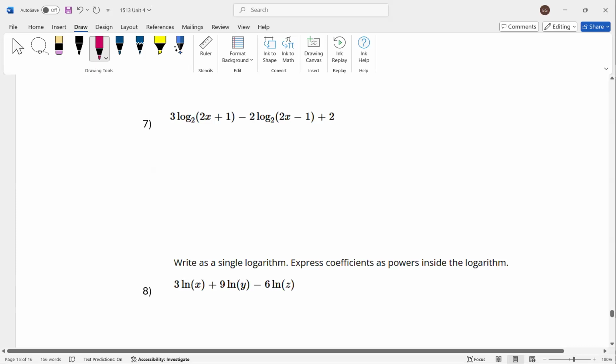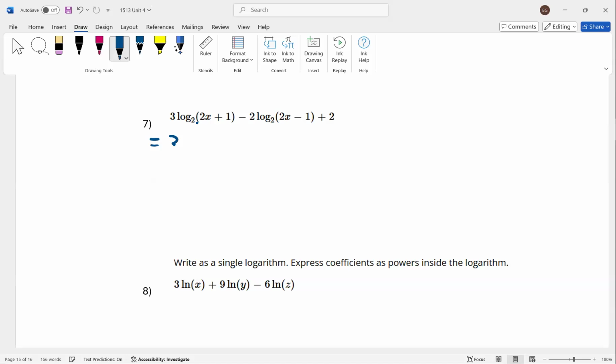The given expression has multiple logs. Good news is they have the same base. Okay, so we are going to condense them. And I see 3 parts in the expression. 3 log with base 2, argument 2x plus 1. The second part, minus 2 times log with base 2, argument 2x minus 1. And the plus 2. This 2 here looks very lonely. It's not even a log.